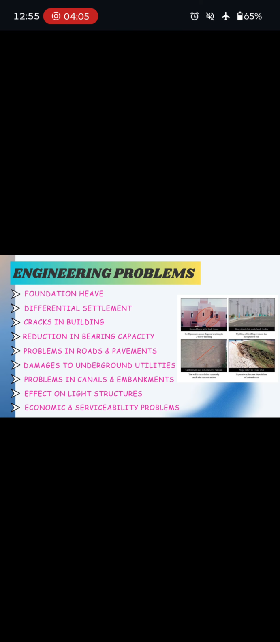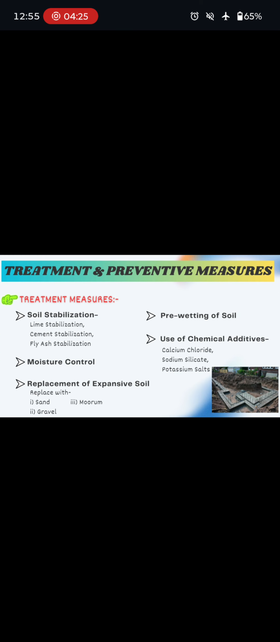Then, engineering problems: foundation heave, differential settlement, cracks in buildings, reduction in bearing capacity, problems in roads and pavements, damage to underground utilities, problems in canals and embankments, effect on light structures, economic and serviceability problems. Then, treatment and preventive measures.